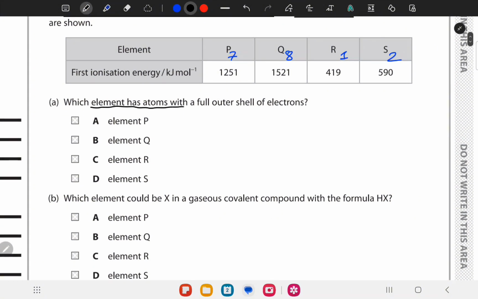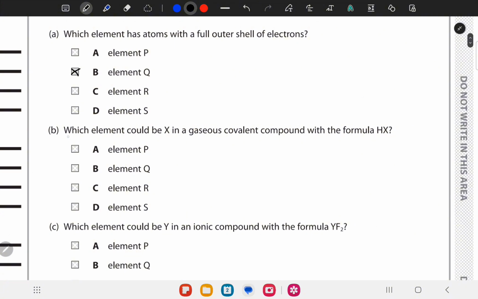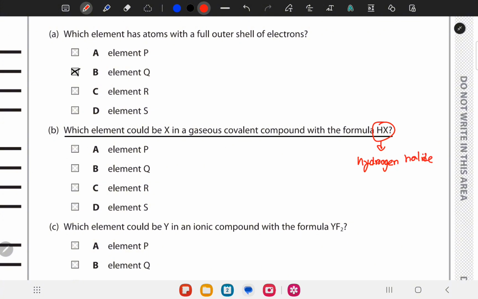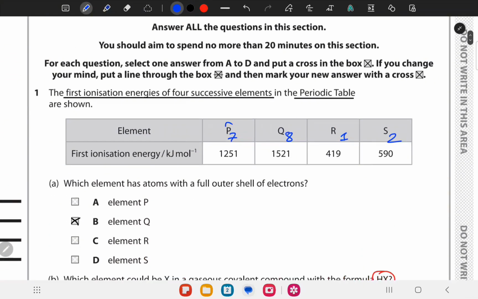So now in part A, we are asked which element has a full shell of electrons, full outer shell. Q would be the answer. In part B, they are asking which element could be in a gaseous covalent compound with the formula HX. So this is hydrogen halides. Hydrogen halides are formed with group 7 elements. So P would be the answer.